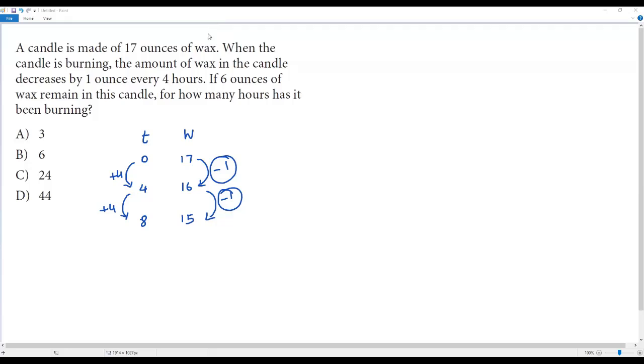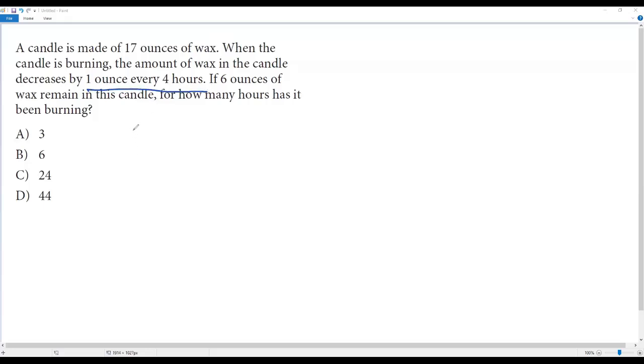How can this problem be solved using proportion? Okay, first let me consider this information, that is the amount of wax in the candle decreases by 1 ounce every 4 hours. So 4 to 1. So this refers to the number of hours, and this refers to the amount of wax decreased. Okay, so 4 to 1.